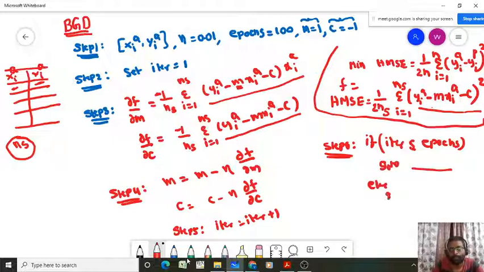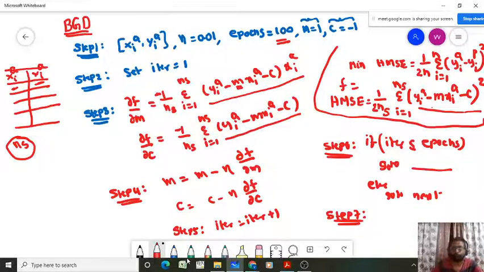Else, we have to go to the next one. Else means this condition is false. This condition is false means your iteration count is greater than the number of epochs you defined here. So then you have to go to the next step, which is step 7. That means you are reaching the maximum number of iterations, so your algorithm will stop.